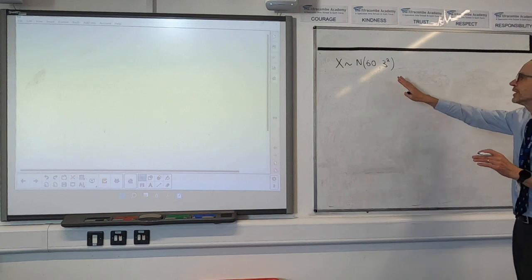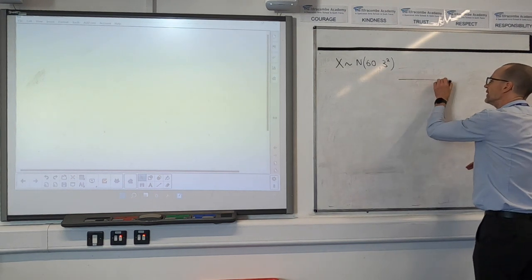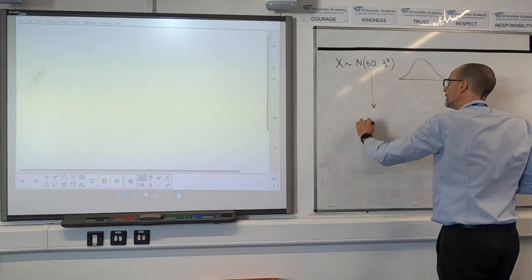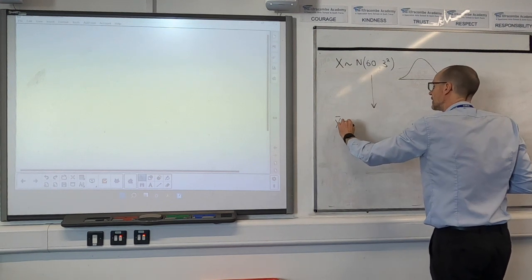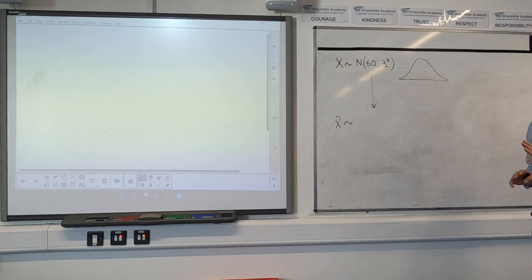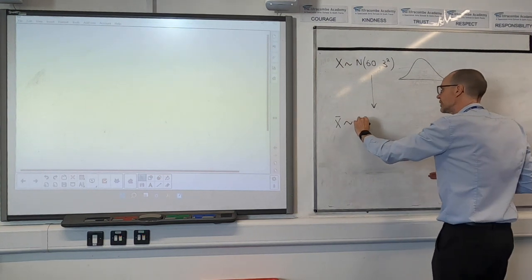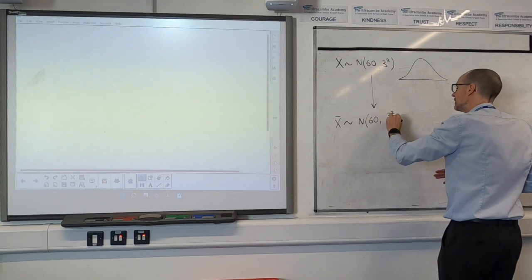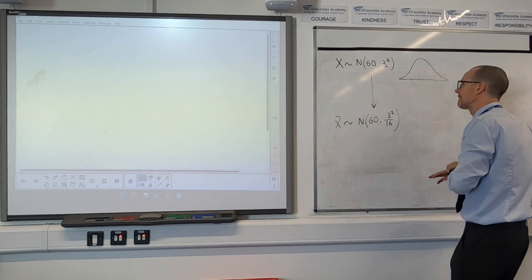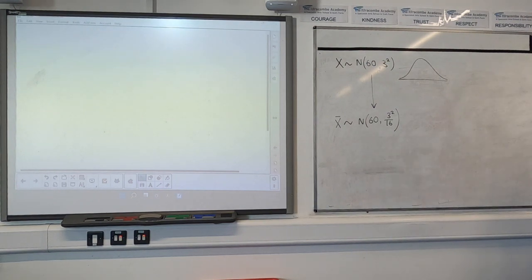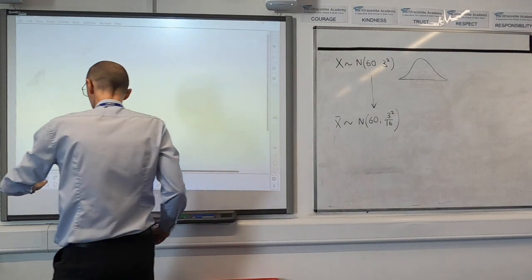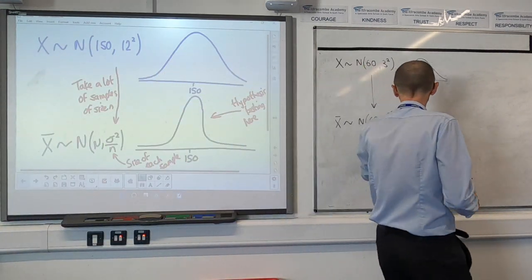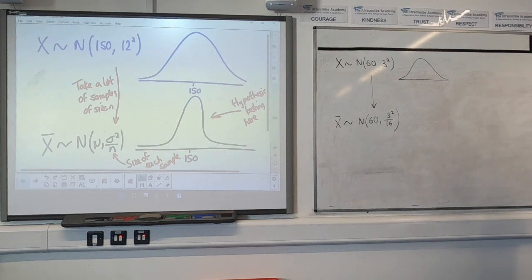We can't do hypothesis testing with this distribution. We instead have to firstly do the adjustment that says, right, because we're dealing with the mean of a sample, we have to compare it with the distribution of means of similar samples, which would give us that. I did write variance. Yeah, so the variance, the standard deviation squared, gets divided by the size of the sample.